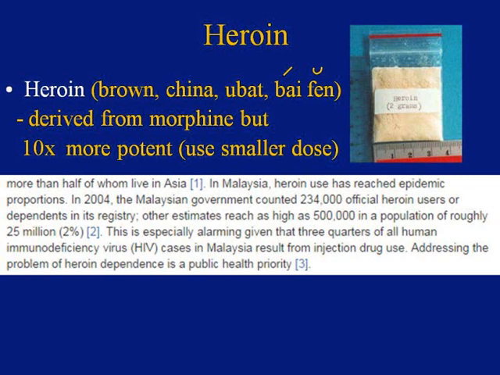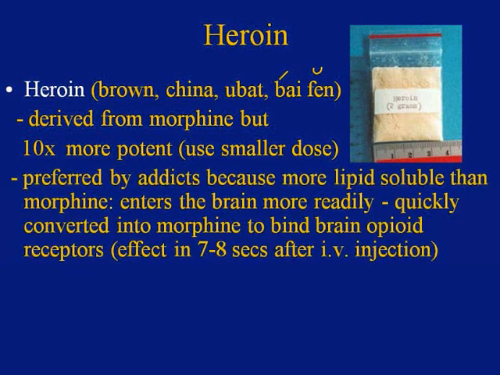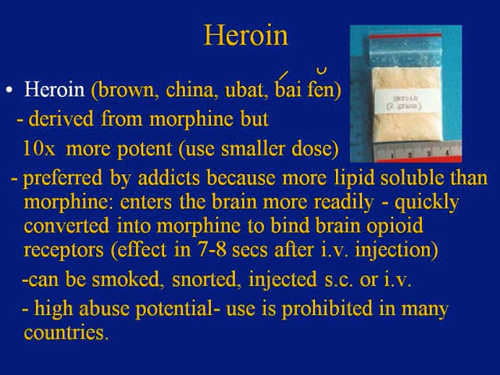The reason why it is abused is because it works very fast. That's because the drug is very lipid soluble. So once you inject the drug, it enters the brain very fast, and it converts quickly to morphine. It binds to the brain opioid receptors, so you can get an effect in about 7 to 8 seconds after an IV injection. It can be given in other ways, like smoked or snorted through the nostrils, and it has a very high abuse potential and is prohibited in many countries.